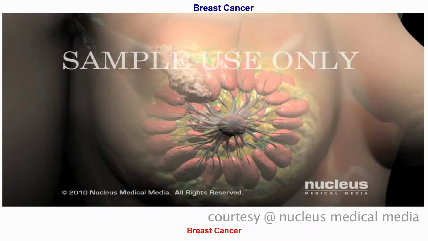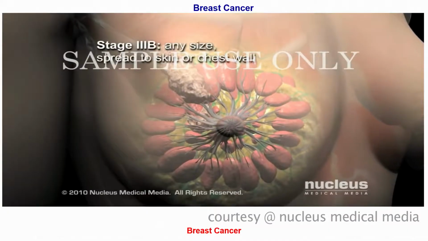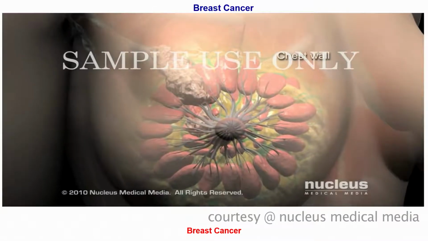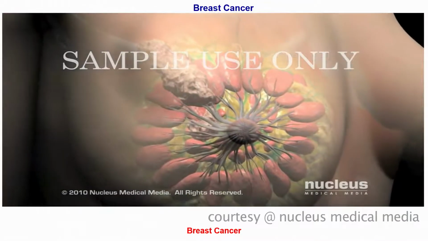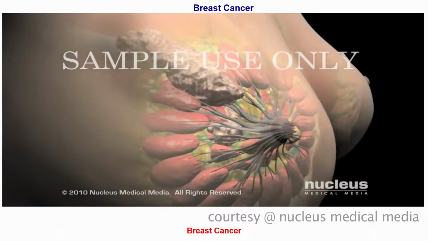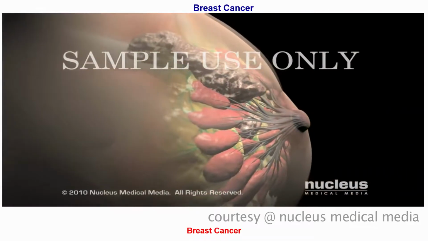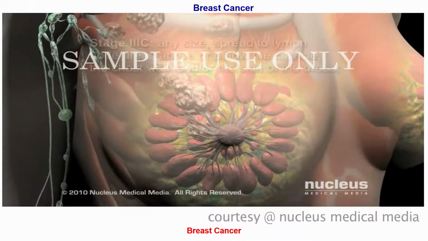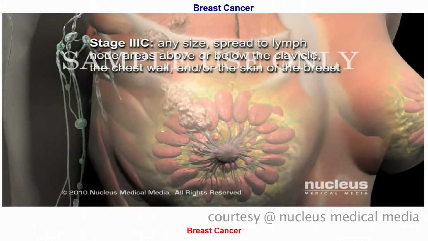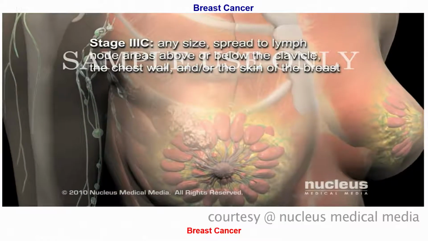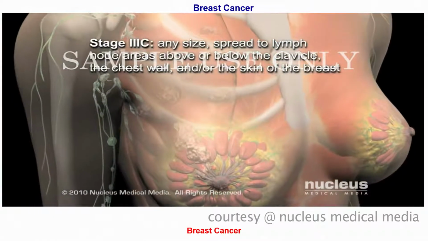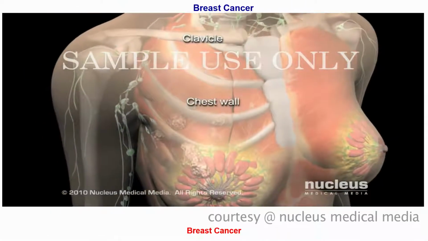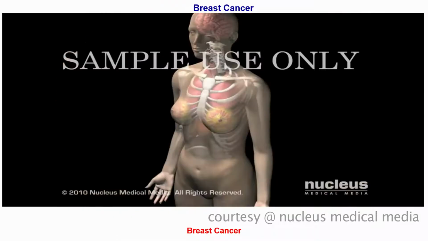Unlike the other stages, in stage 3B, the tumor may be any size and has spread into the skin of the breast or chest wall. This stage may also include lumps in the skin of the breast or swelling of the breast. In stage 3C, the tumor may also be of any size, but it has also spread to lymph node areas above or below the clavicle, the chest wall, and/or the skin of the breast.